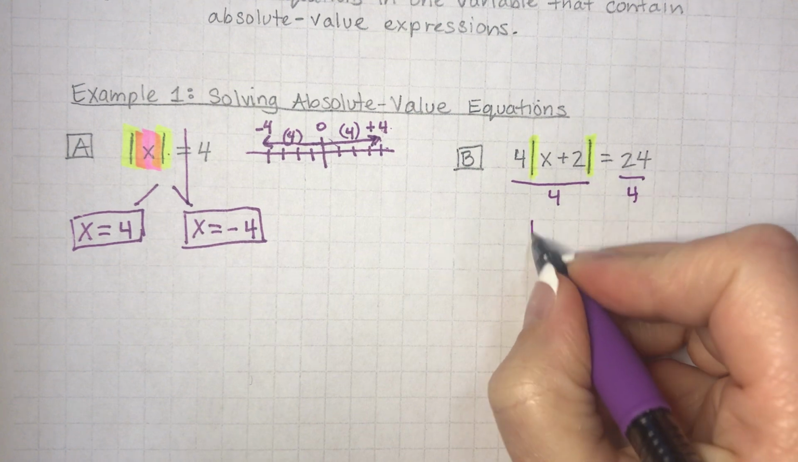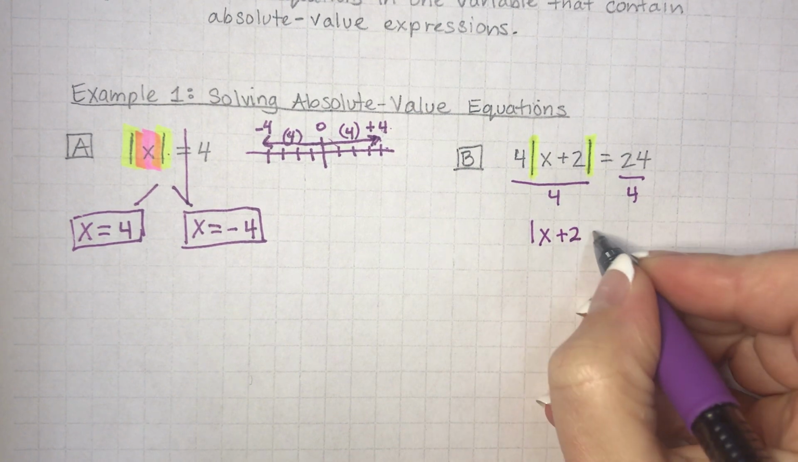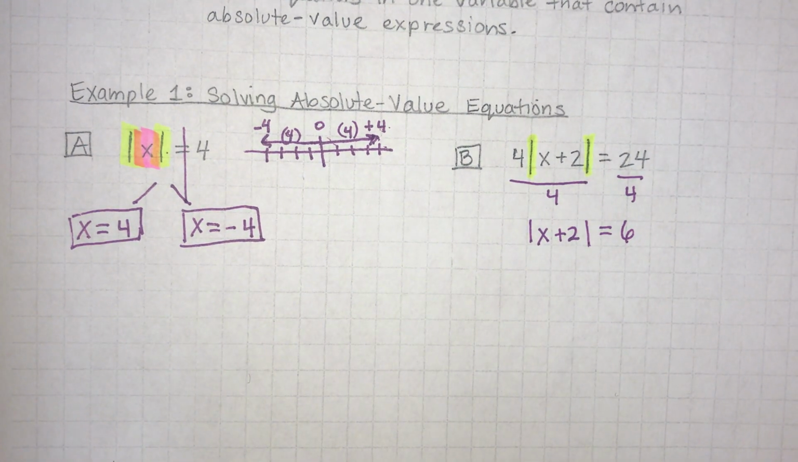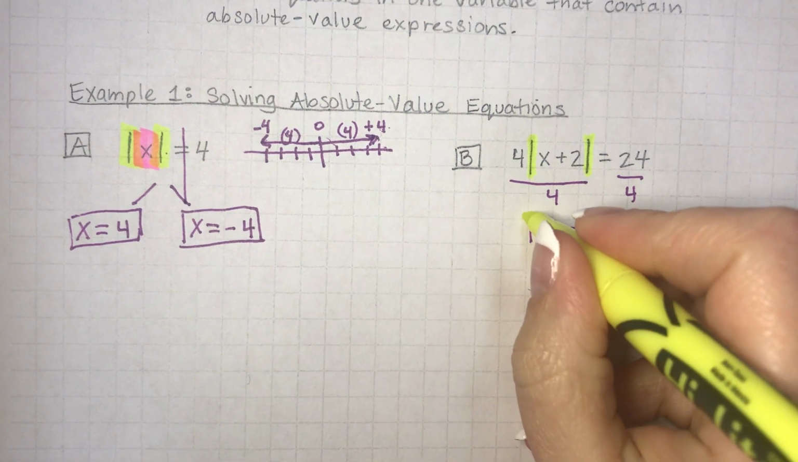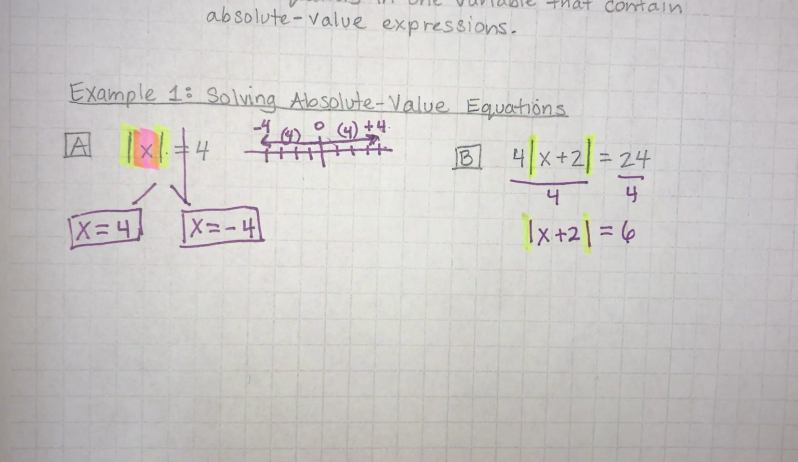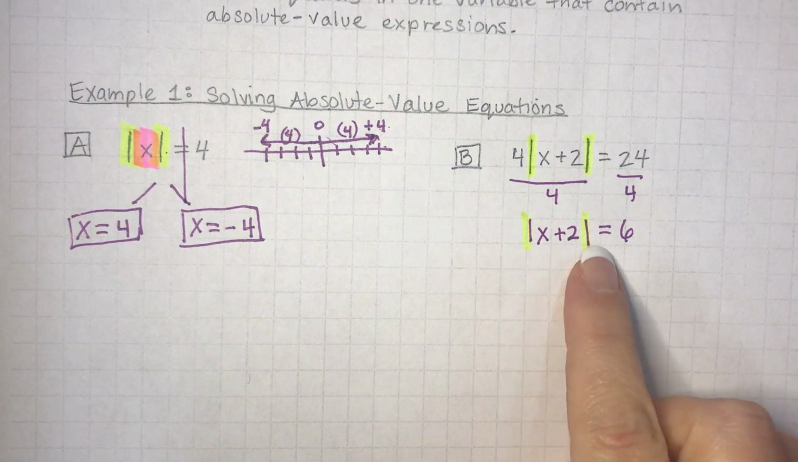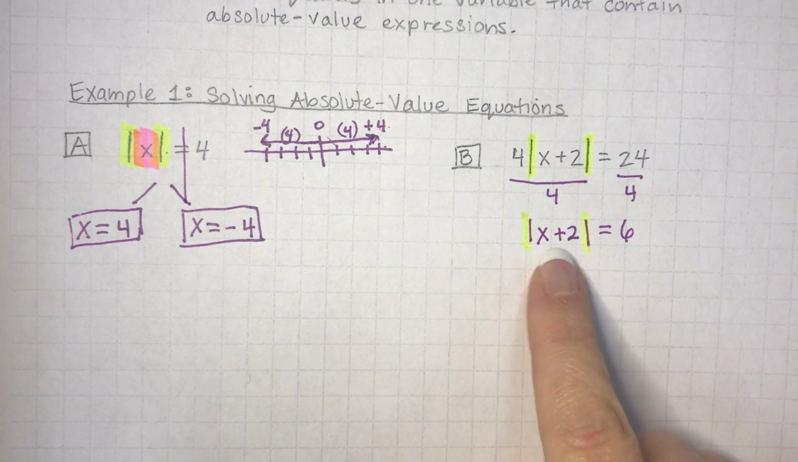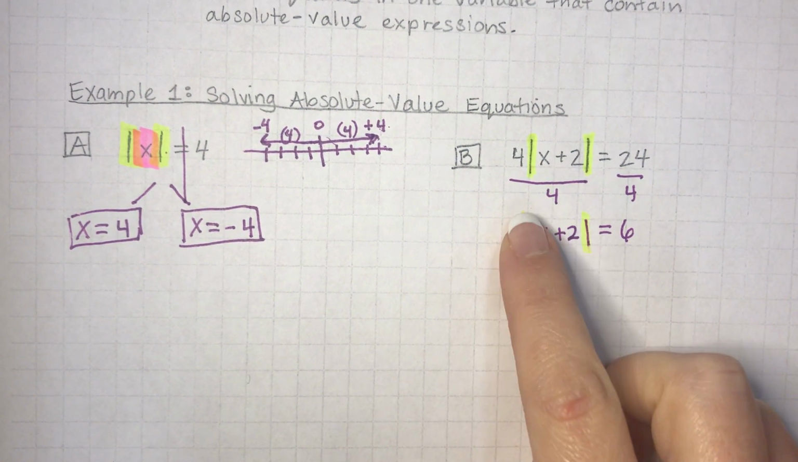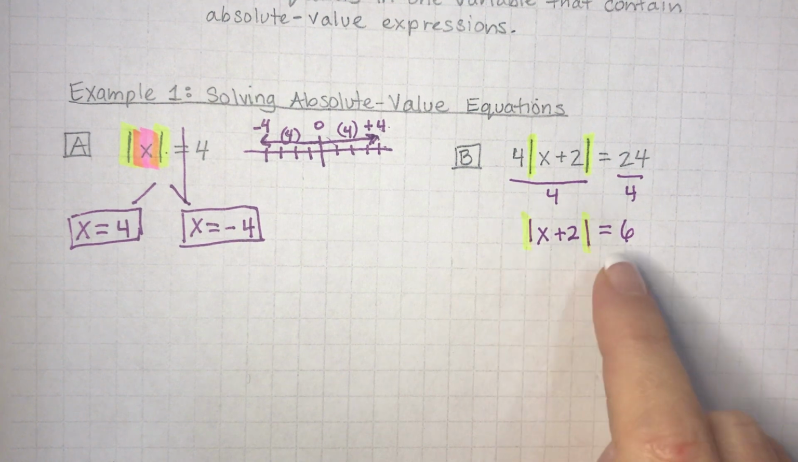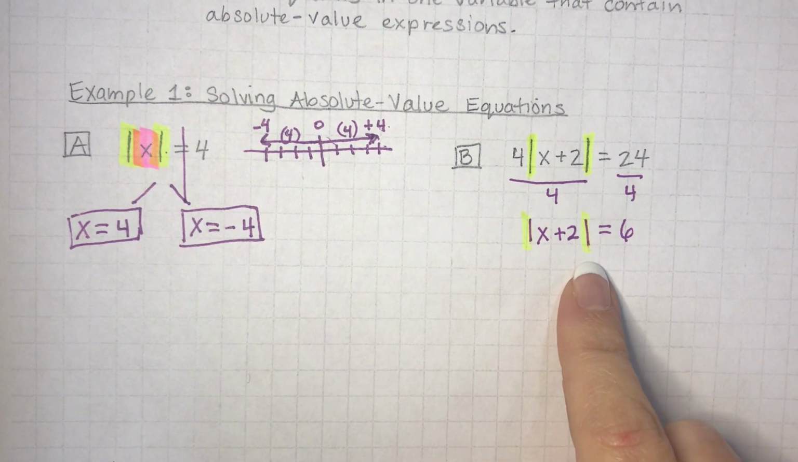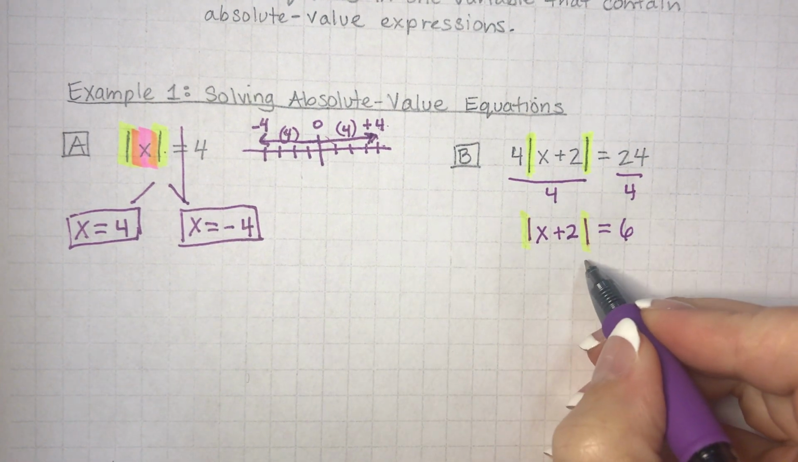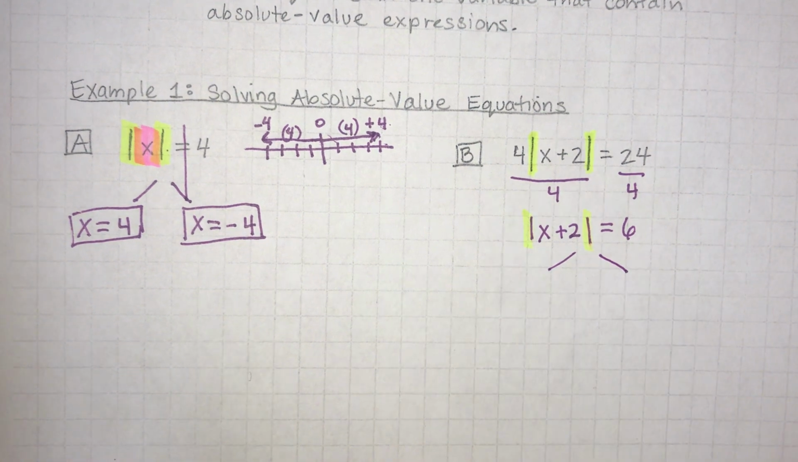And what we end up with is the absolute value of x plus 2 equals 24 divided by 4, which is 6. So the question is, have we isolated these absolute value symbols? Is this absolute value symbol the only thing on this side of the equation? And the answer is yes. There's stuff inside, but we just ignore that. All we want to do is get these absolute value symbols by themselves. And we did that. So now that we've done that, we split it into 2 equations.